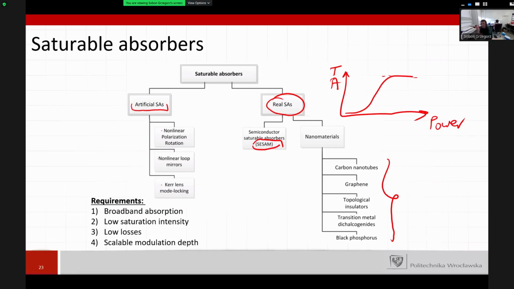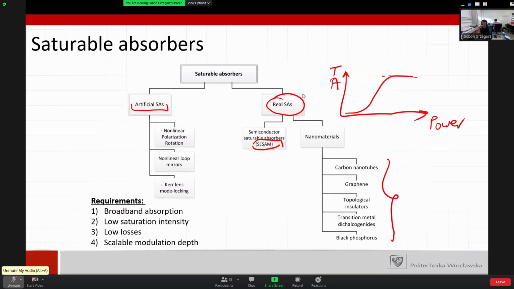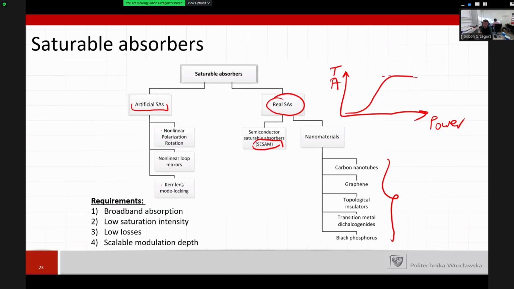There was a question on the chat: would it be possible that lasers synchronize on more than one peak? So you mean more than one pulse simultaneously circulating in the laser? Yeah, that's a very good question. This is possible, but in most of the cases, this is unwanted, but it happens.